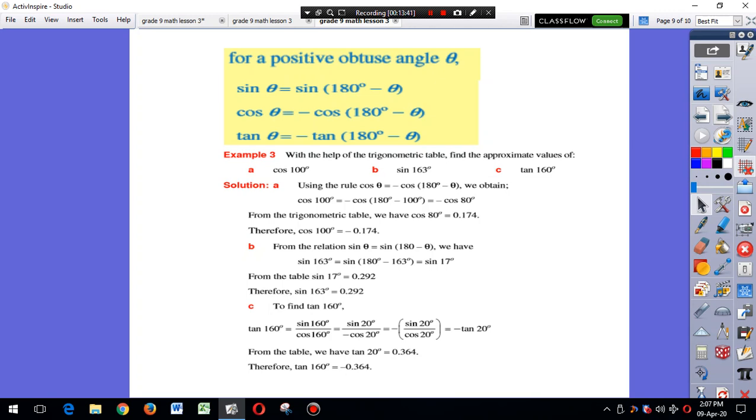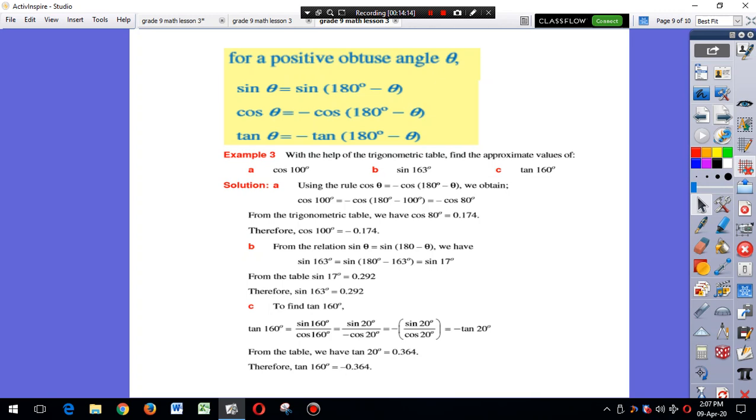B, from the relation sine theta is equal to sine 180 minus theta, we have sine 163 degrees is equal to sine 180 degrees minus 163 degrees. 180 degrees minus 163 degrees is equal to 17 degrees. So sine 163 degrees is equal to sine 17 degrees. From the table, sine 17 degrees equals 0.292. Therefore, sine 163 degrees equals 0.292.